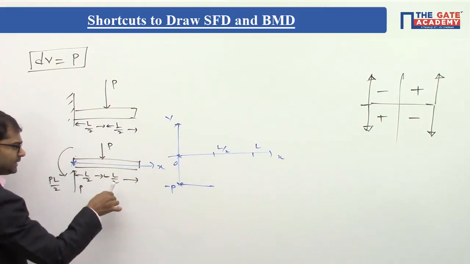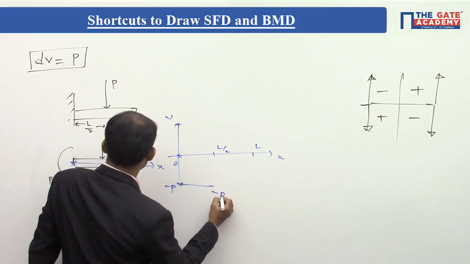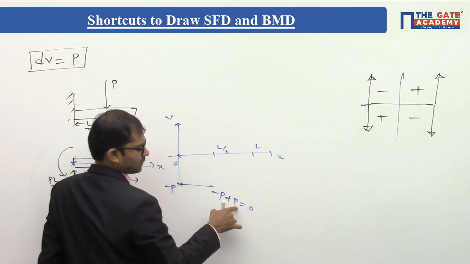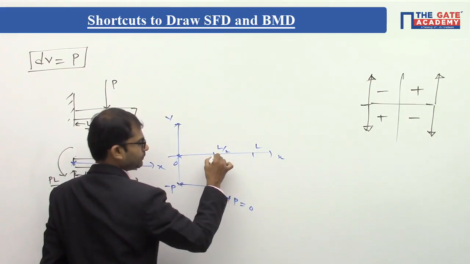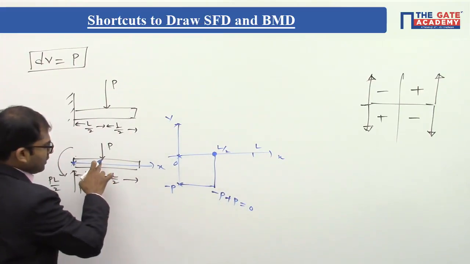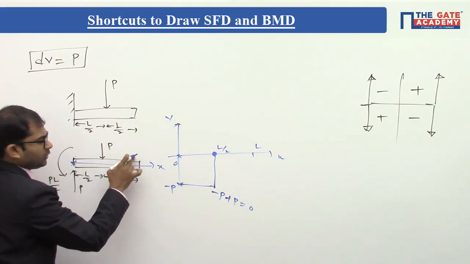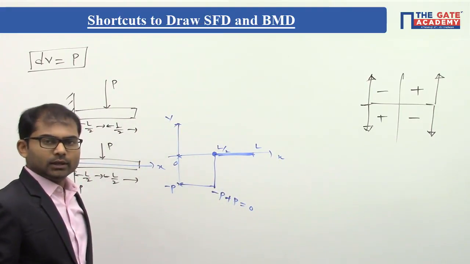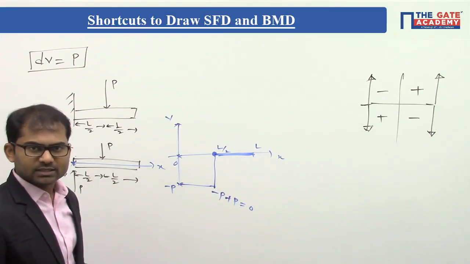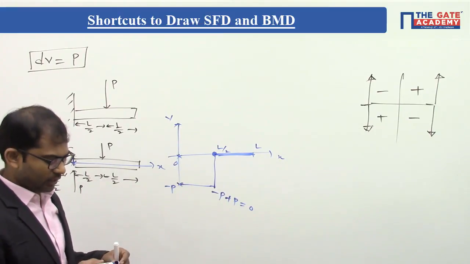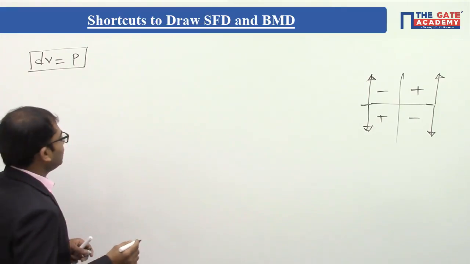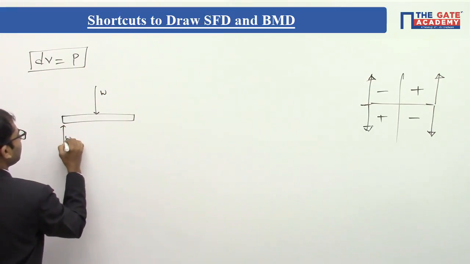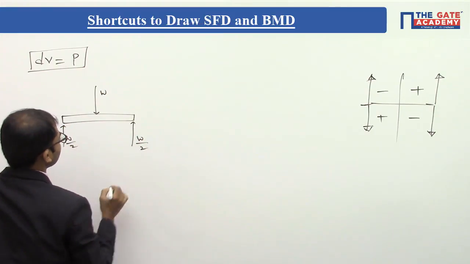Exactly at L by 2, P is acting downward. So initial value is minus P. dV is P acting downward. It is plus P. So that means initial value V plus dV. From here to here, there is no change. That means there is no point load, there is no change, so you will get a horizontal line. Understood? This is how we have drawn the SFD here. Let's take another example to understand clearly. Simply supported beam having point load in the middle, W by 2, W by 2.